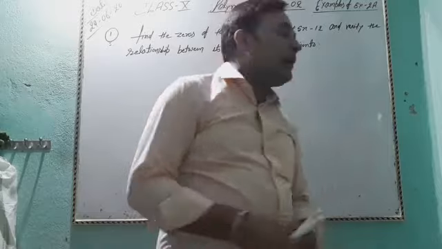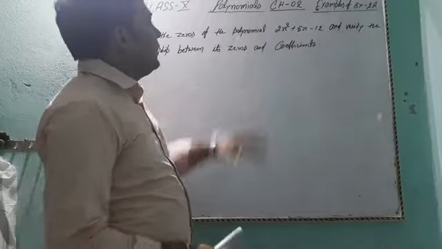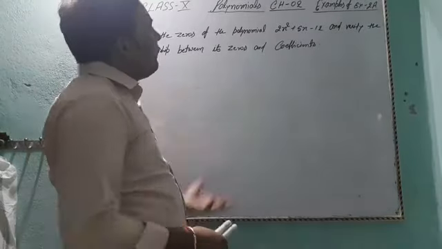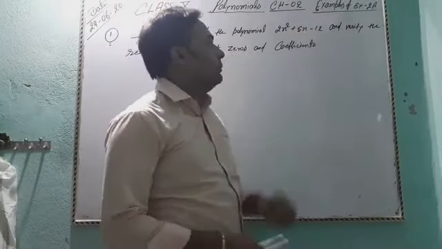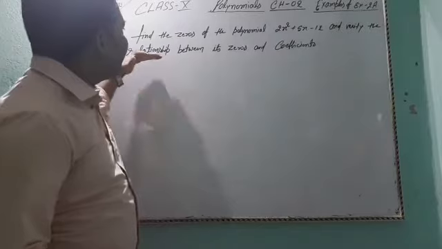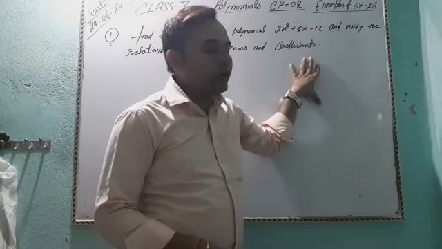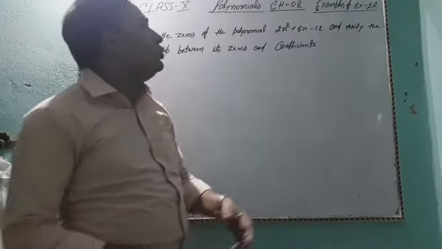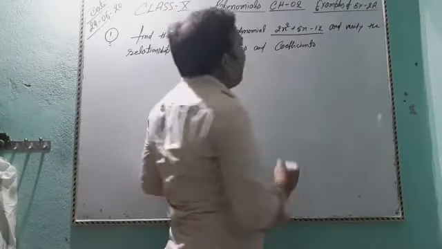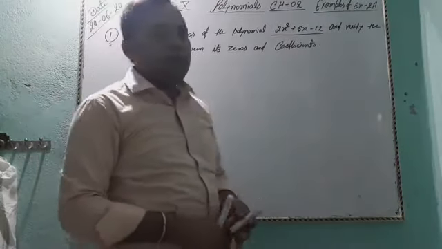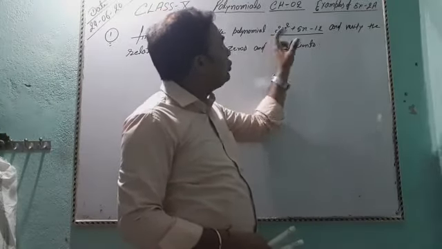So, my first example is: find the zeros of the polynomial 2x square plus 5x minus 12 and verify the relationship between its zeros and coefficients. Okay. 2x square plus 5x minus 12 is the polynomial. This is a quadratic polynomial because it is a 2-degree polynomial. The maximum power of the variable is 2.